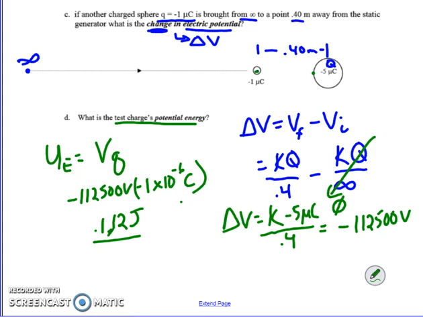I made a mistake there. I think I might have made a mistake in the previous one. It might have been 0.15 joules, but that's okay. We'll do more practice with this. But again, if we can find voltage, what the potential is at any point in space using a general equation, then we can find energy by multiplying a particular test charge by the voltage at that spot.